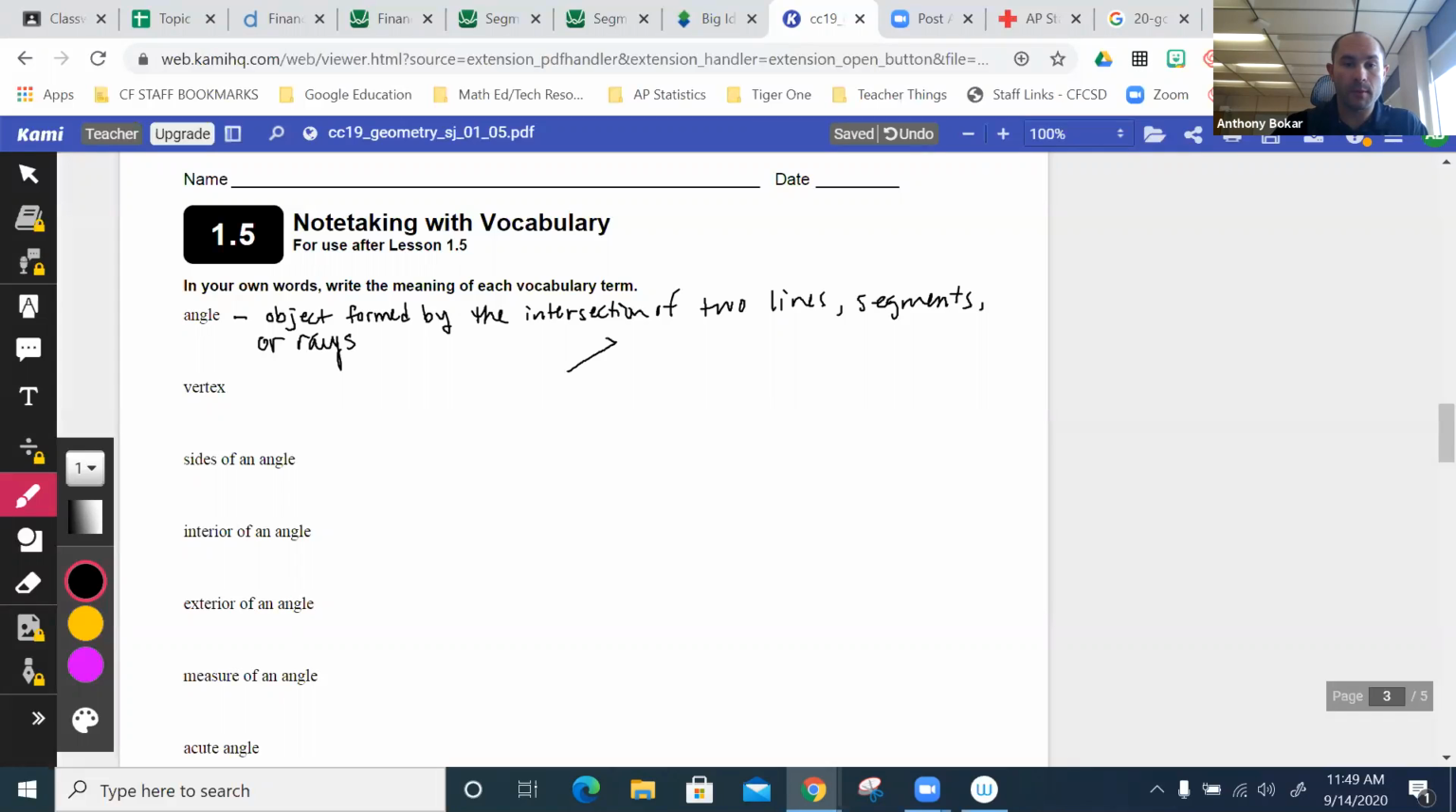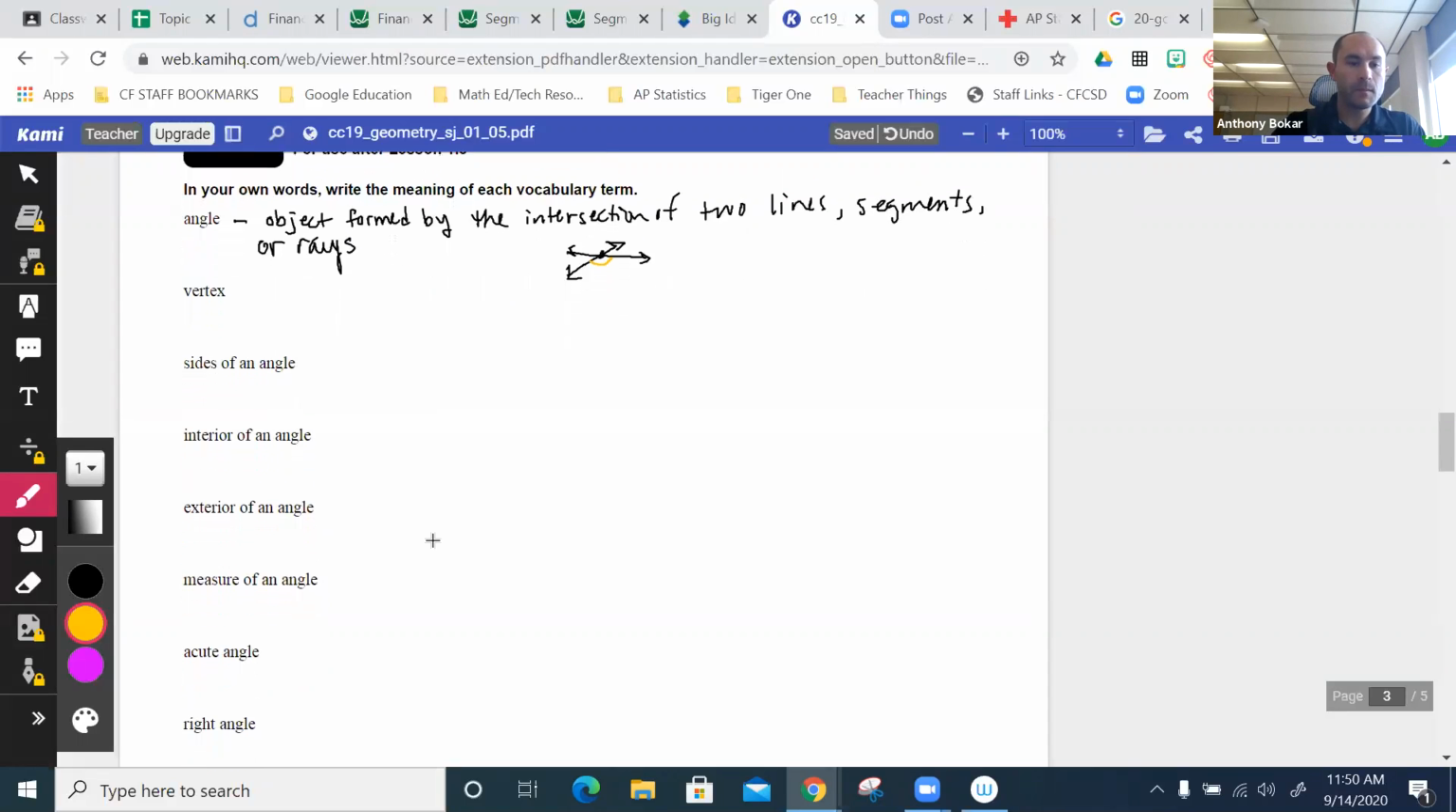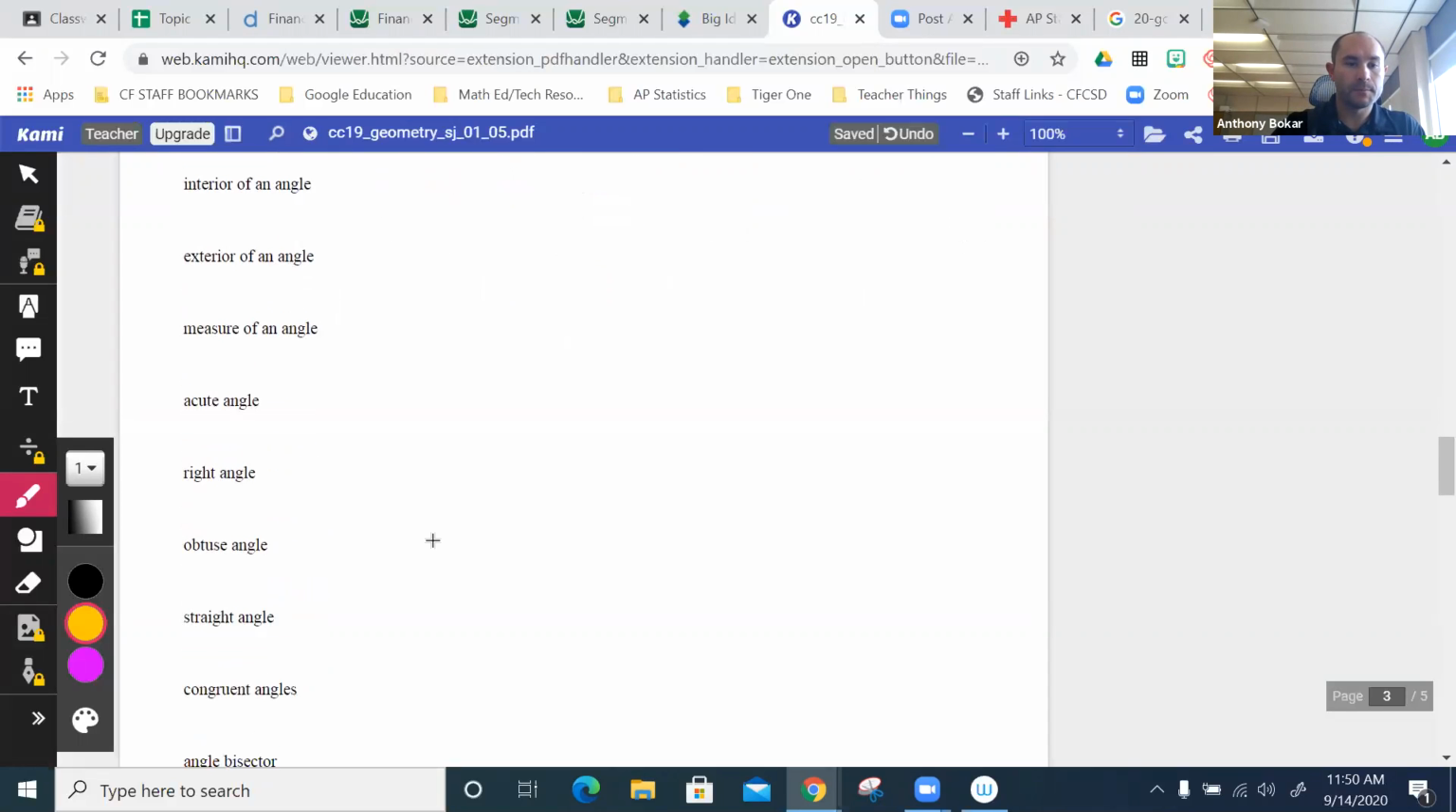So for example, I have a line here, I have a line here. This little point is where they intersect, and you can see that this makes 4 angles, right? You make an angle here, you got one over here, you got one over here, you got one over here. So this is your example of an angle, and you can have different types of angles, but any place where a line, segment, or ray meets another is going to form some sort of angle. Okay, so we're going to look at the vocab for the rest of these as we go through it in a second.